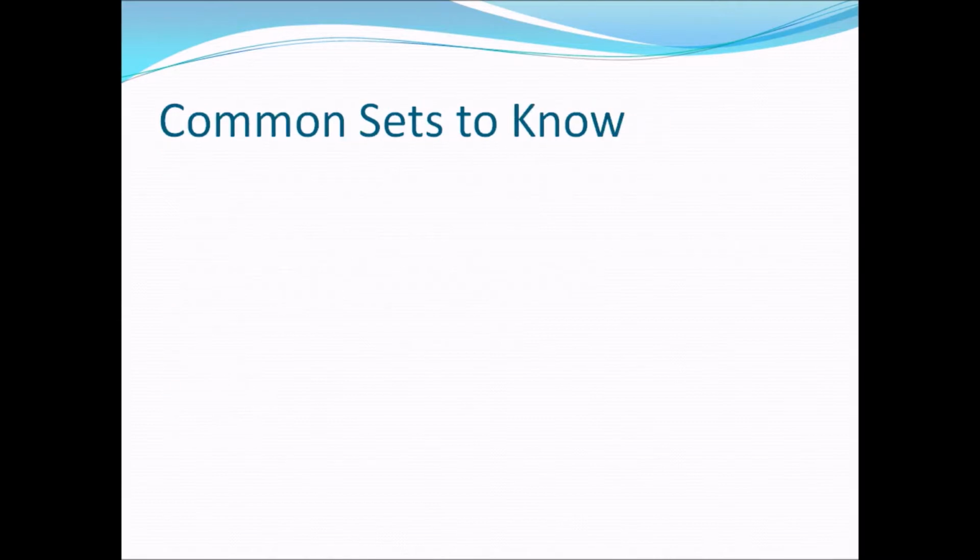So there are some sets that you really need to know like the back of your hands. So first, the empty set, which we denote with a 0 and a slash through it. It is a set that has no elements. So cardinality 0.